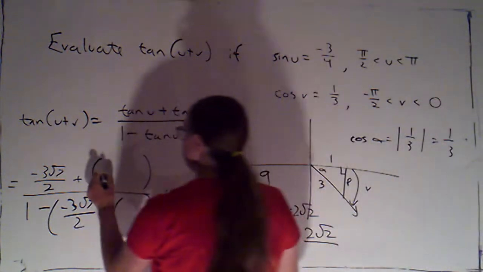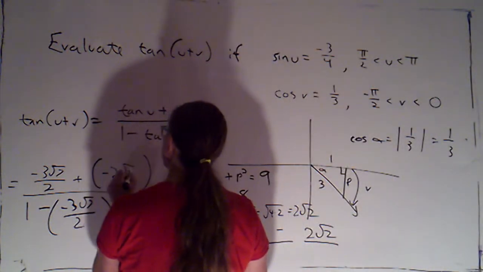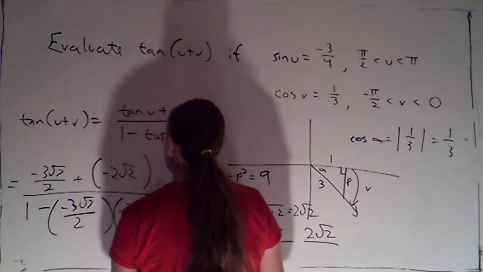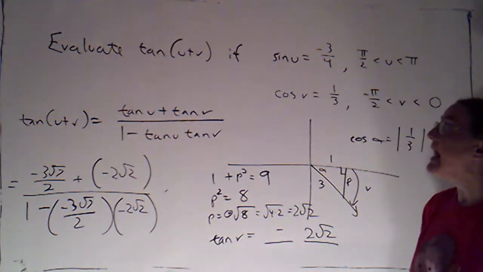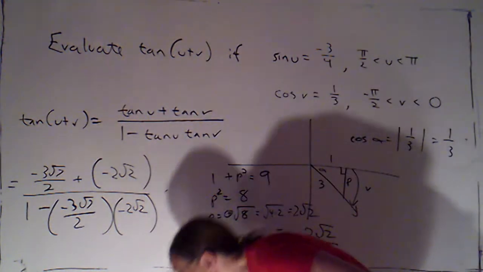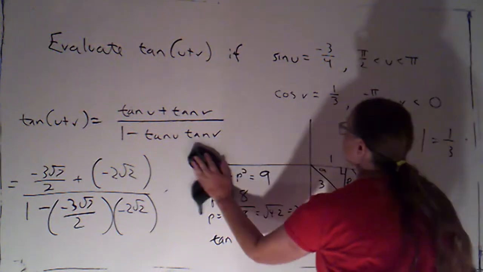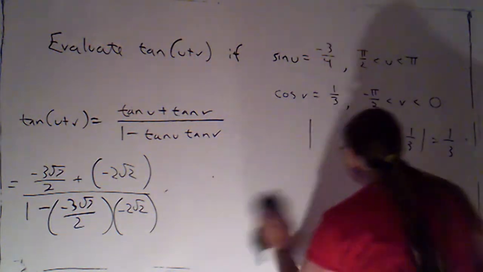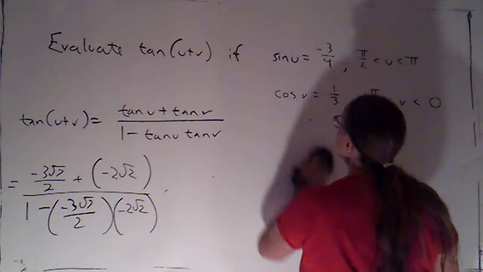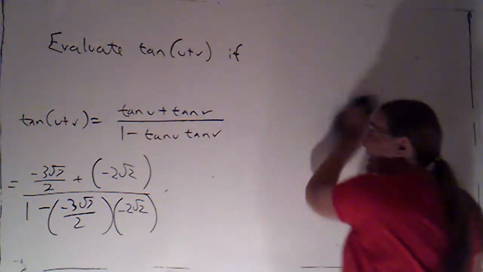So now I can fill that in here. Negative 2 root 2, negative 2 root 2. Now, when we use the sum or difference formula for tangent, there's a lot of simplification to do before we're finally done.